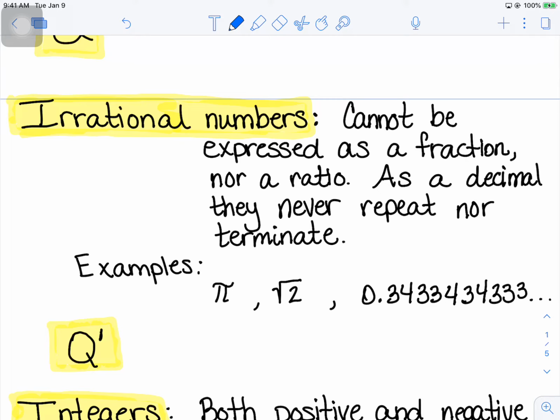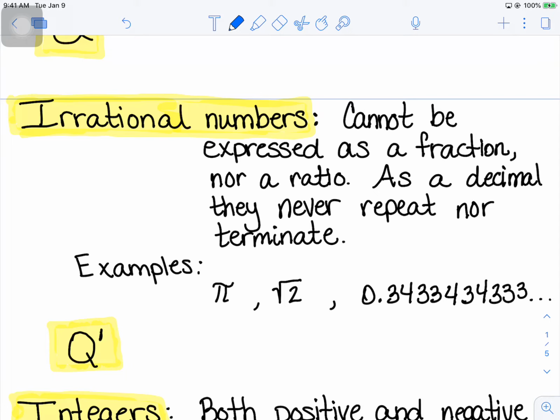The square root of 2, that's not a perfect square. If we put that in our calculator, it almost looks like it ends, but it doesn't have a pattern. It actually stops on the calculator because there's no more room for any more numbers to go. So we know that's not a perfect square, so it is irrational. And then this example, decimal 34, 33, 434, 333, it almost looks like it has a pattern, but it doesn't. So it's irrational. And the little dots mean it's continuing to go.